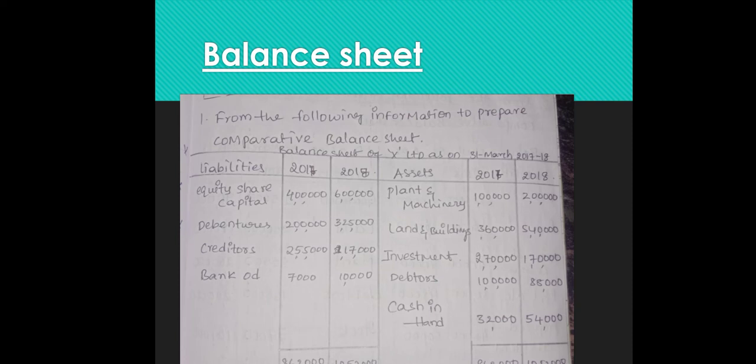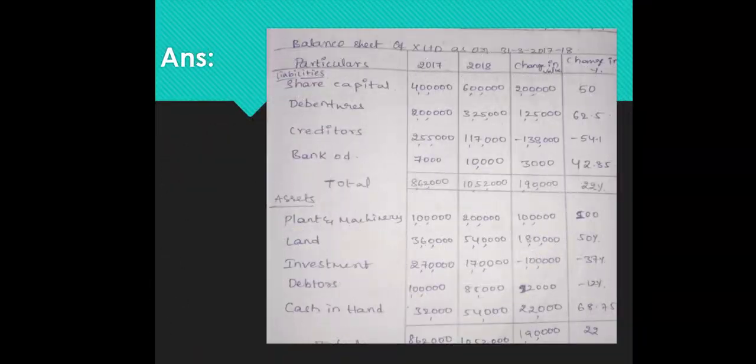So we need to prepare the comparative balance sheet. So how do we prepare it? Moving forward, this is the answer for the comparative balance sheet. Balance sheet of X Limited as on 31st March 2017 and 2018. Same as the comparative income statement, there are particulars columns, base year and current year, change in value, and change in percent. We will prepare it the same way.